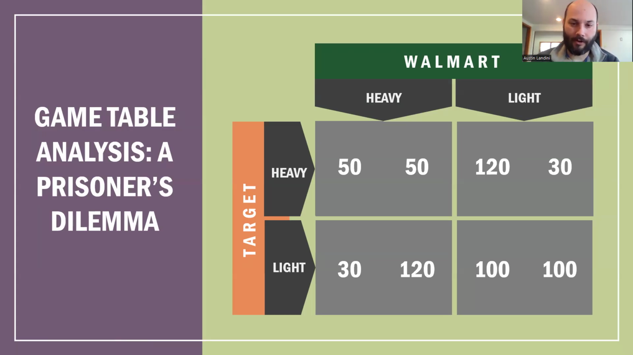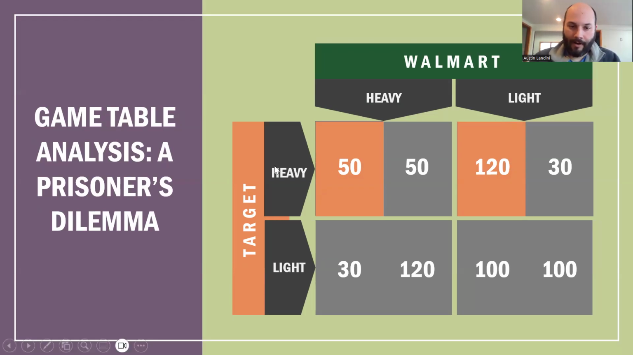All right, so let's take a look. Let's look at Target first. If Walmart is choosing heavy, is Target better off choosing heavy or light? They're better off choosing heavy. If Walmart is choosing light, is Target better off choosing heavy or light? Once again, heavy. So Target has a dominant strategy to choose heavy advertising.